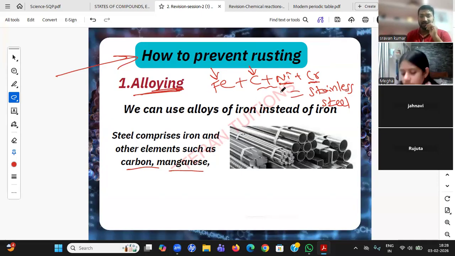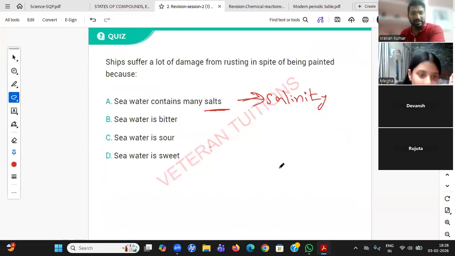On the previous page, sir, what is the answer? Copper, yeah. The answer is: seawater contains many salts.